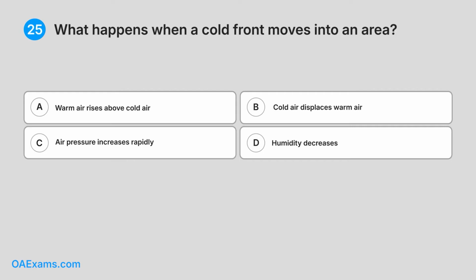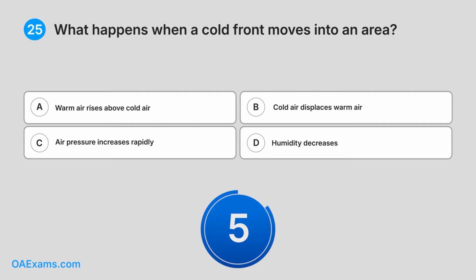25. What happens when a cold front moves into an area? A. Warm air rises above cold air. B. Cold air displaces warm air. C. Air pressure increases rapidly. D. Humidity decreases. Do you know the answer?